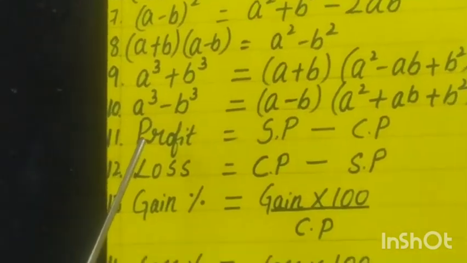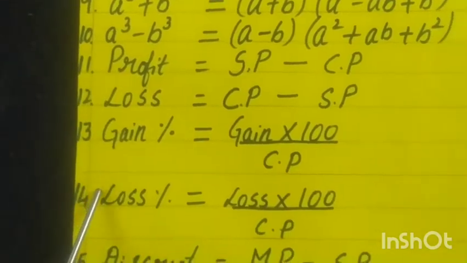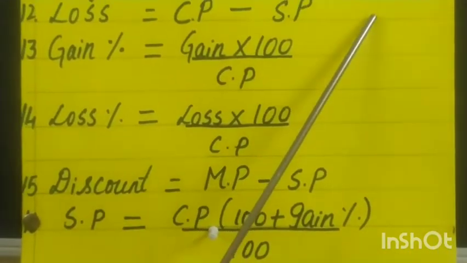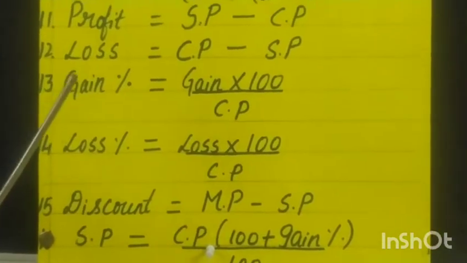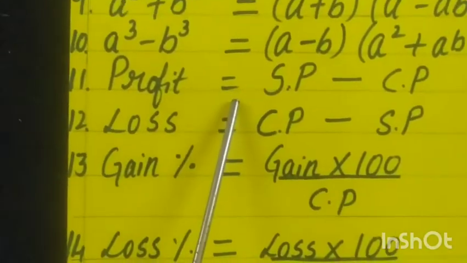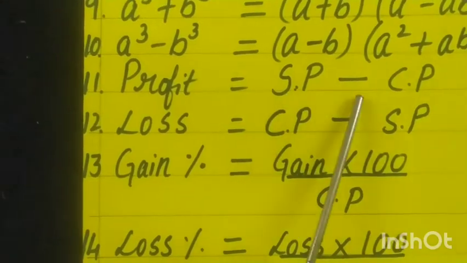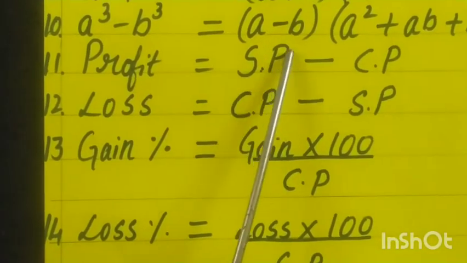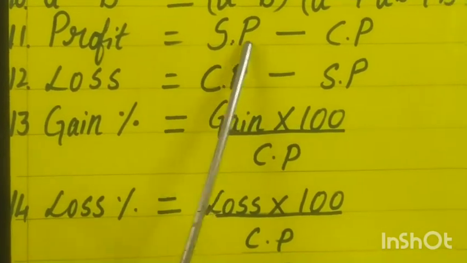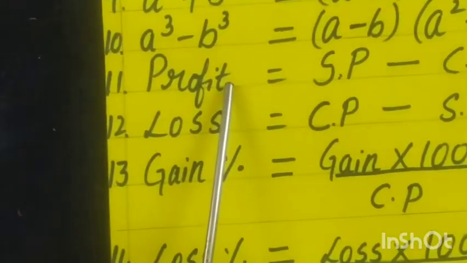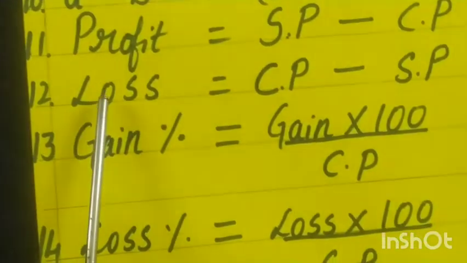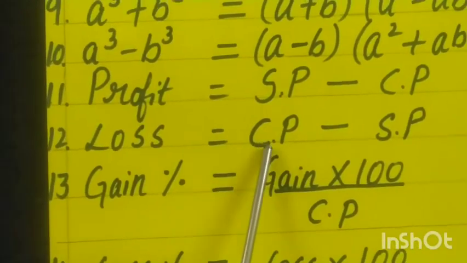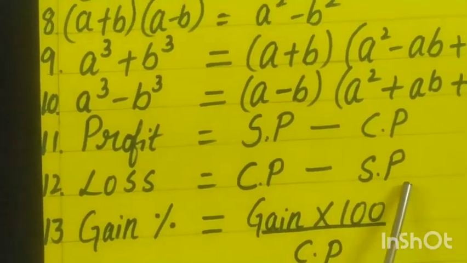Next, profit. Now I am going to discuss some of the arithmetic formulae, that is from profit, loss and discount. Let us see what it is. Profit is equal to selling price minus cost price. That means when selling price is more, then we get the profit. Profit is also called gain. Next comes the loss. Loss is equal to cost price minus selling price.